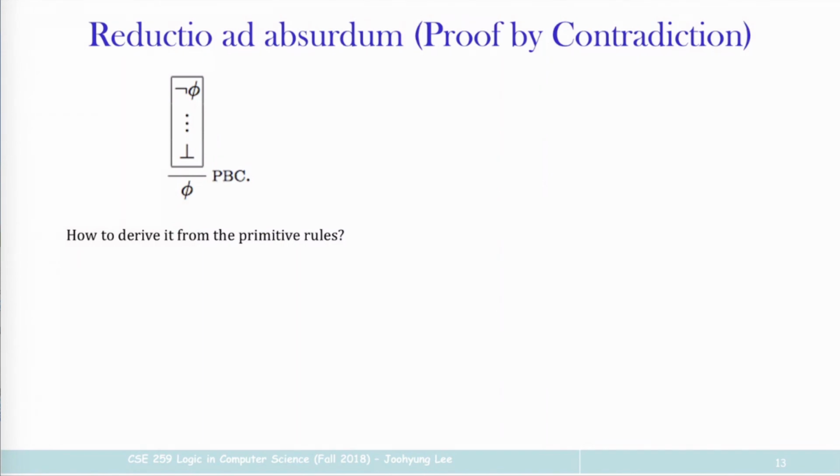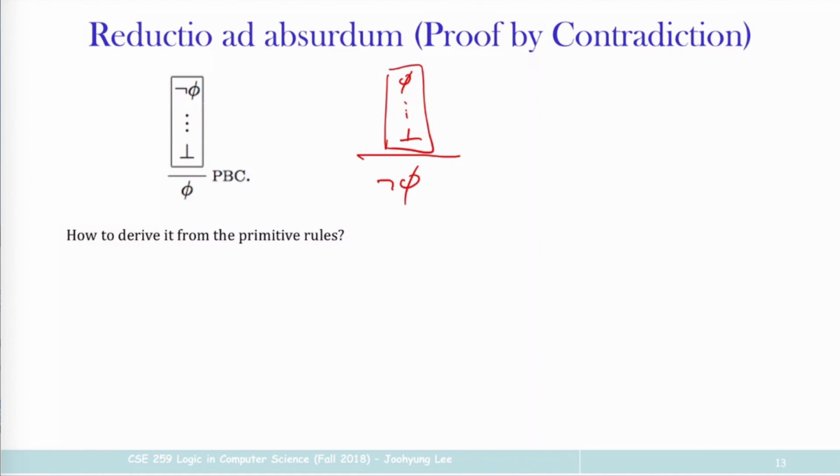So this is actually similar to the rules that you saw before. If you have phi and derive bottom, what can you conclude? This is the negation introduction rule, right? But now what we have is a slightly different thing.